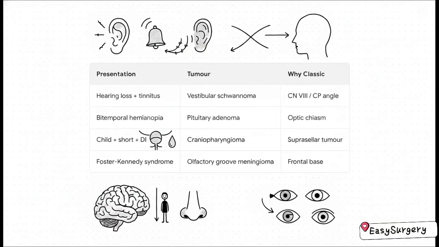Compression of optic chiasm. Moving down, classical presentation, child with short stature plus visual loss plus diabetes insipidus. Tumor, craniopharyngioma. Why it's classic? Suprasellar tumor affecting pituitary stalk. And the last one here, classical presentation, personality change plus asthenia with or without ipsilateral optic atrophy and contralateral papilledema, which is Foster-Kennedy syndrome. Tumor, olfactory groove meningioma. Why it's classic? Frontal base meningioma. Really let those sink in.